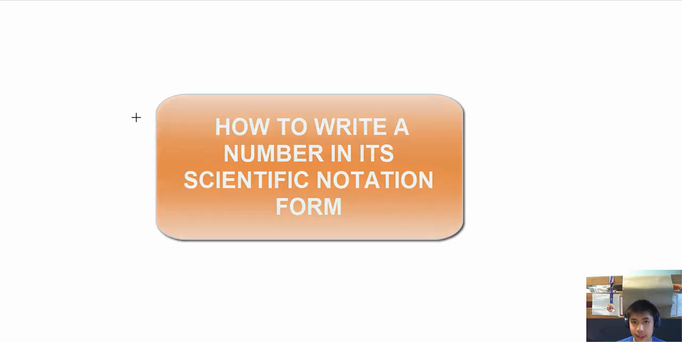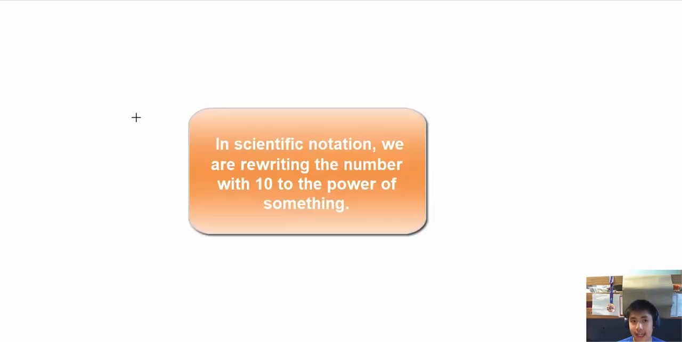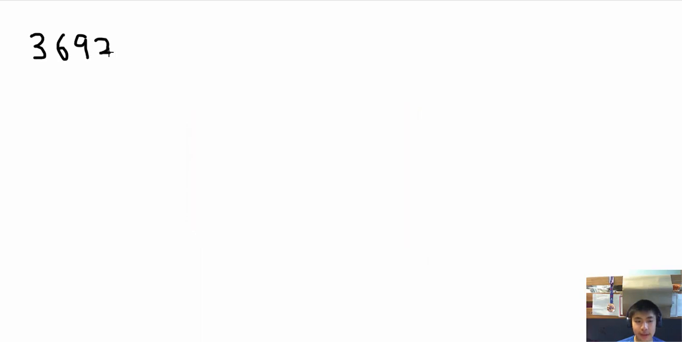Now, in scientific notation, all we're doing is rewriting the number with a power of 10 in it. So, for example, we have 3,692. In scientific notation form, 3,692 would be 3.692 times 10 to the power of 3, so 10 cubed.